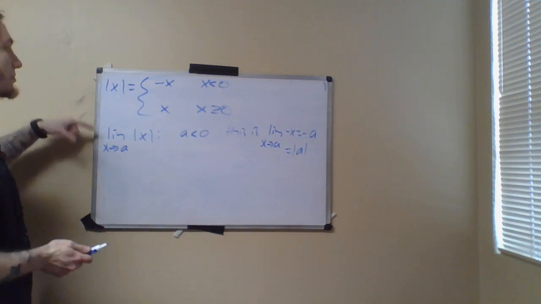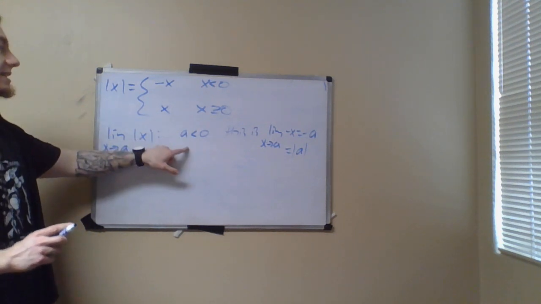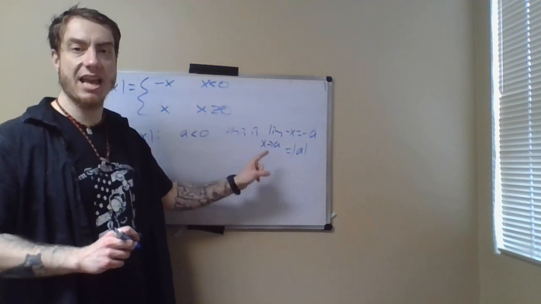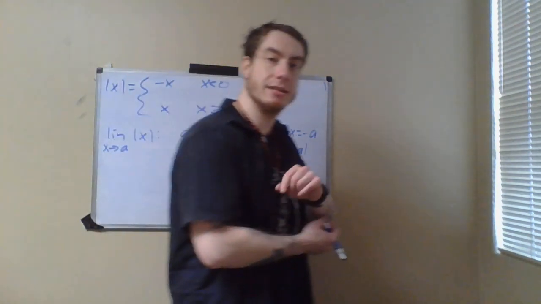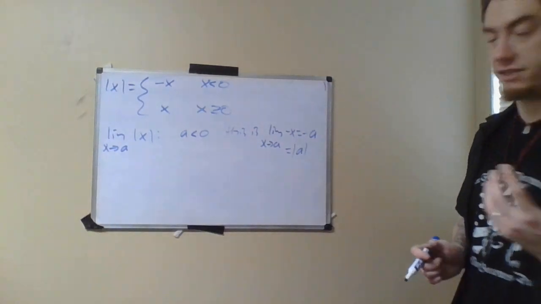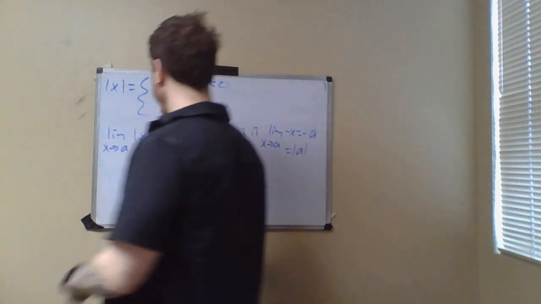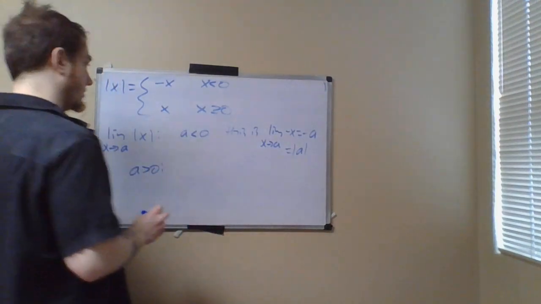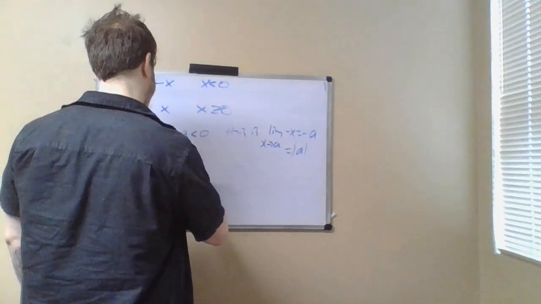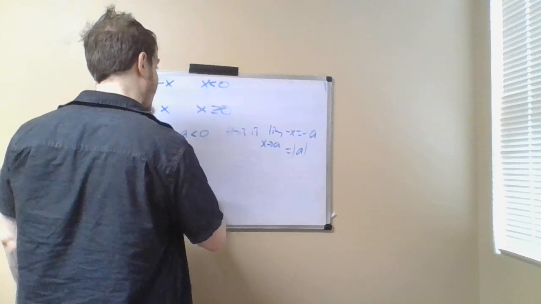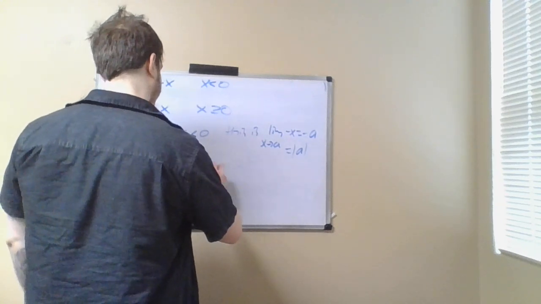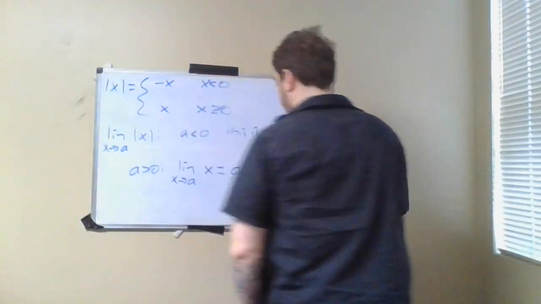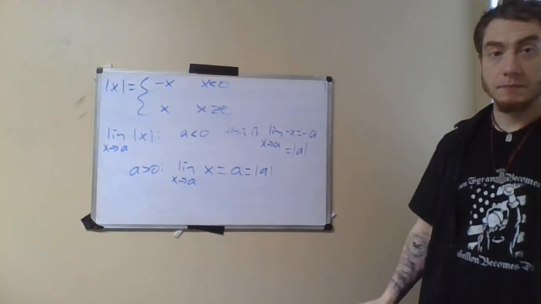So in other words, what we proved is that if a is less than 0, then the limit exists and it's equal to the function at this point. And the function also exists at this point. Now, the same kind of thing happens if a is bigger than 0. In fact, it's even a little bit easier because then we have the limit as x approaches a of x itself. That's just equal to a, which is the absolute value of a for positive a.